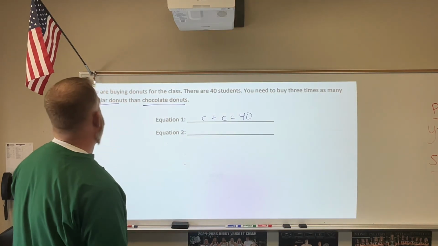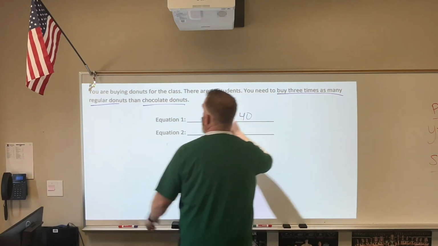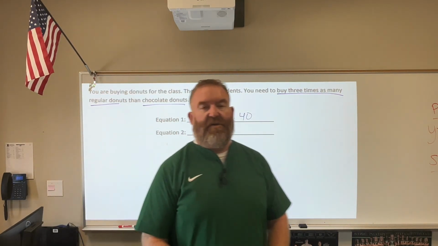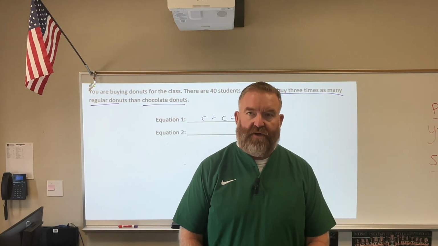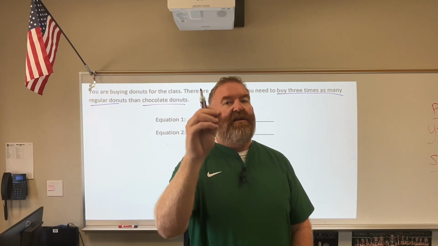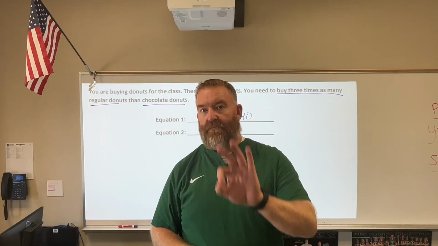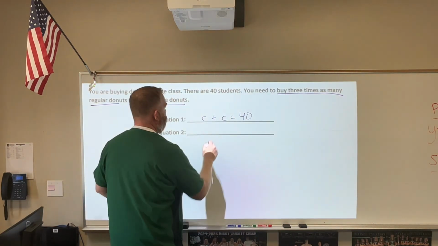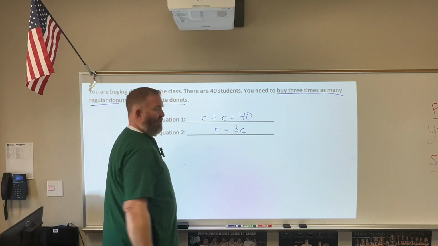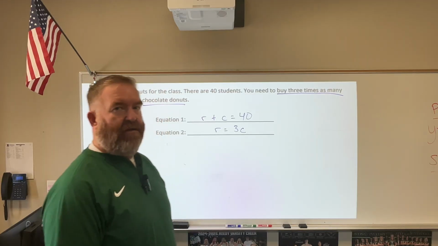Now here we go. You need to buy 3 times as many regular donuts as you have chocolate. So you're going to take the number of chocolate donuts that you have. Hold on, think about it. You're going to take the chocolate donuts and multiply it times what? 3. So I'm going to take the chocolate donuts I have and multiply it times 3. And that's going to be the number of regular donuts that I buy. There's my other equation.